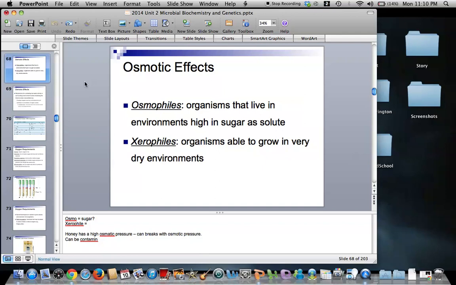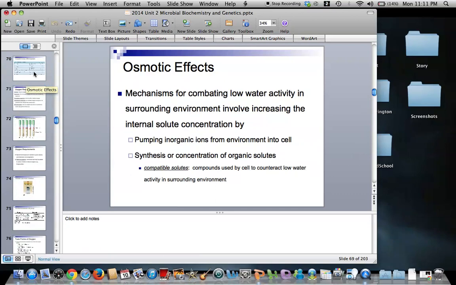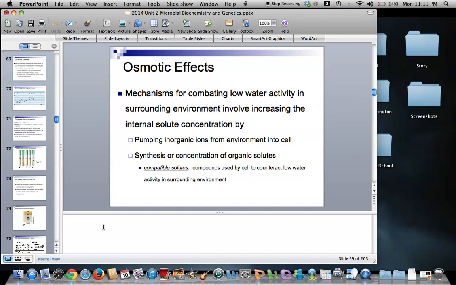Then xerophiles: organisms able to grow in very dry environments. Xero being a play on zero, I think that's supposed to be pronounced like a Z. I'm not sure, but I'm going to remember it that way because xerophile means they love having zero water. Osmophiles, they like candy, so they like having sugar around them. Honey has a very high osmotic pressure, and that makes it antimicrobial. It can't be contaminated. It never spoils. It is an osmophile stream.